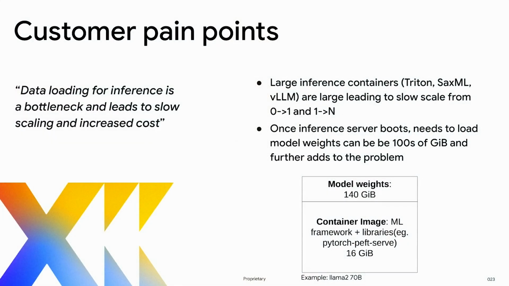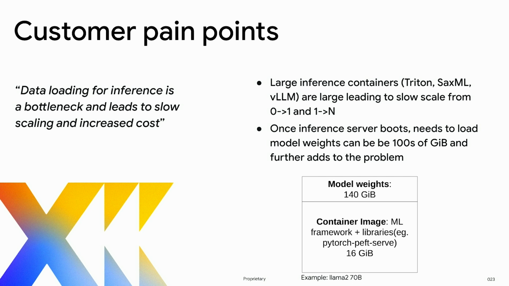And then once the container image, the inference server, is booted up and the process starts, usually there's a process where it loads the model weights. The model weights are usually stored in object storage, like Google Cloud Storage. And that can be up to hundreds of gigabytes large. So it is something which also adds latency to the overall process.